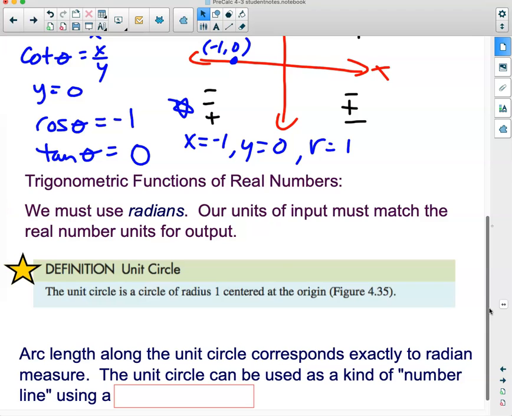We need to use radians. It's going to take some getting used to for a while. What you're going to have to do is like when you learn a language. They say something in the other language and you kind of translate that to English in your head and go, okay, this is what this is. We're going to have to do that for a while with radians. It's just how it is.